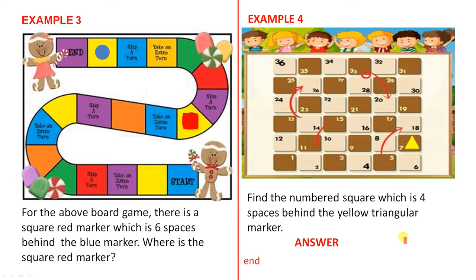The next one. Find the numbered square which is 4 spaces behind the yellow triangular marker. So here's the yellow triangular marker, and it's 4 spaces behind. So if you like, the easy way to do it is just to go 1, 2, 3, 4, and you can see that the answer is 3. But the clever way to do it is to put 4 markers up, because you know you're only going to have to count 4 spaces back. In your mind, remember the number 7, and just go 6, 5, 4, 3. And the answer is still 3.